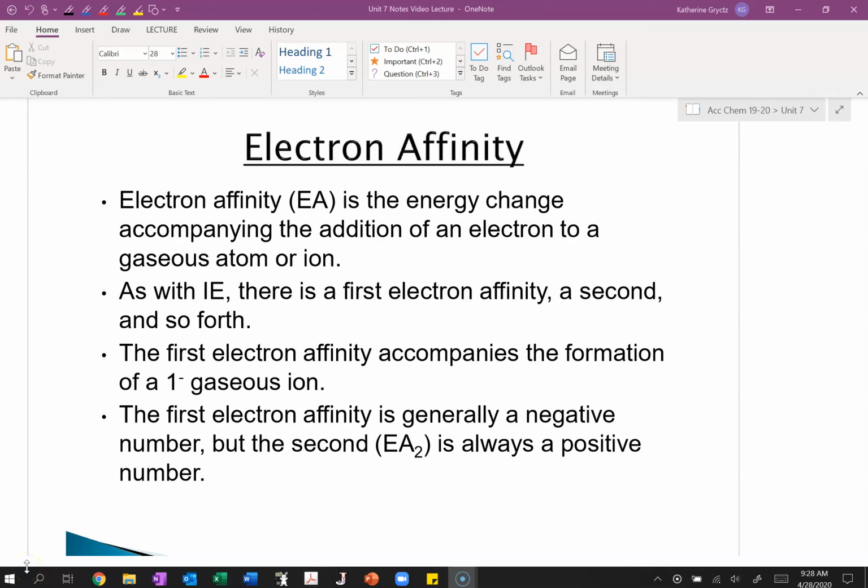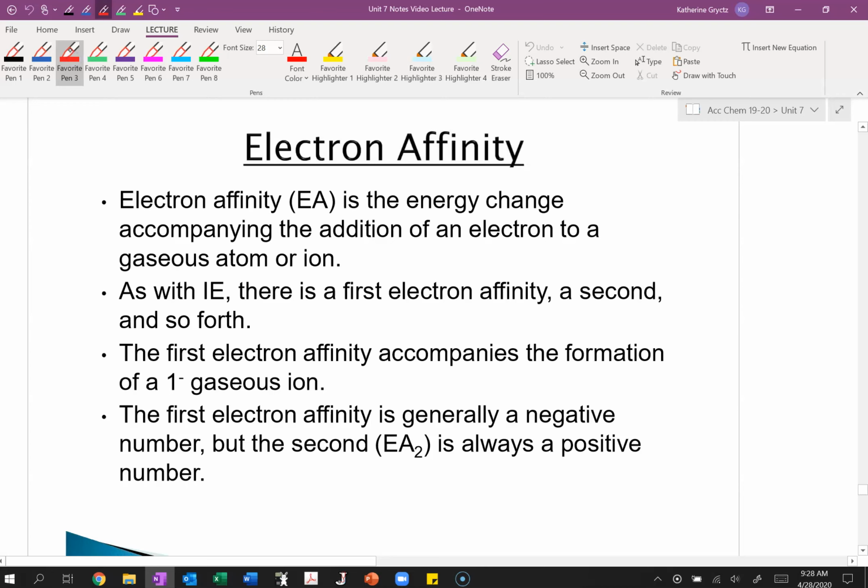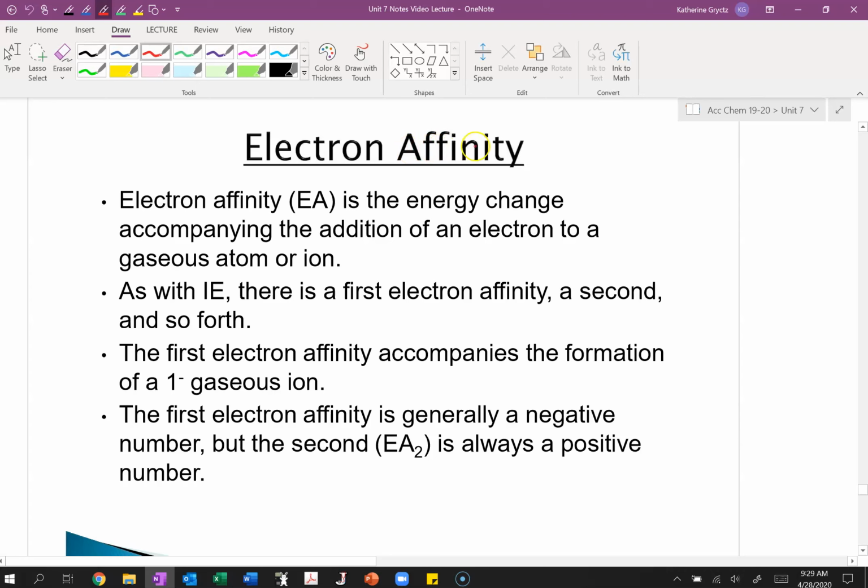Alright, this video should be pretty short and cover just the last two periodic trends that we haven't looked at. We're not going to spend very much time on electron affinity. I just wanted to tell you what it was and the rough trends, but there are a lot of exceptions here. So an affinity for something is a liking for.